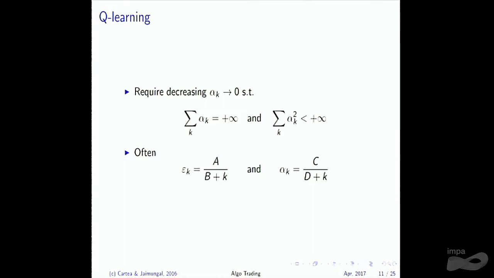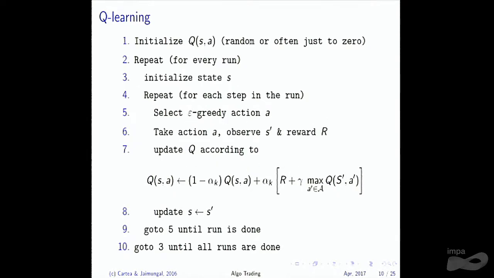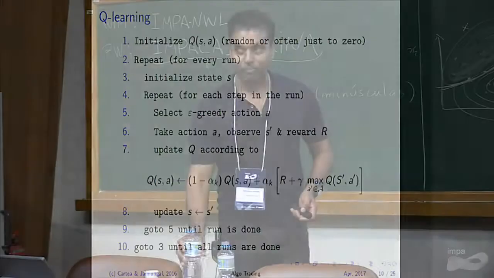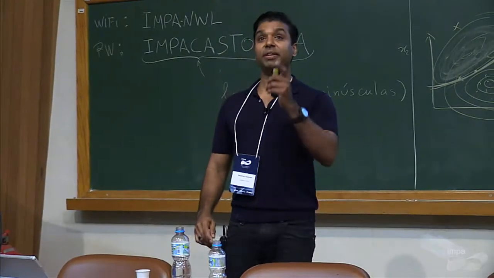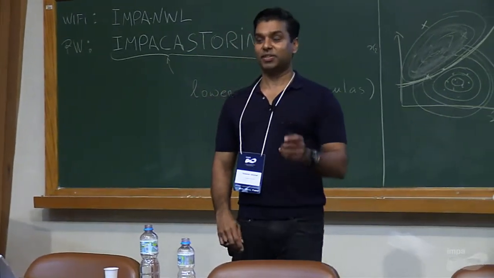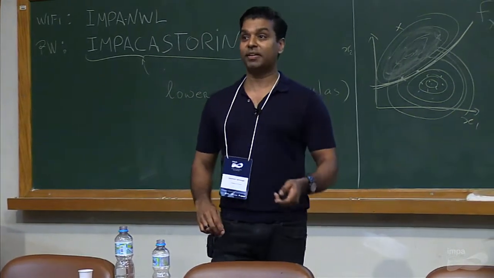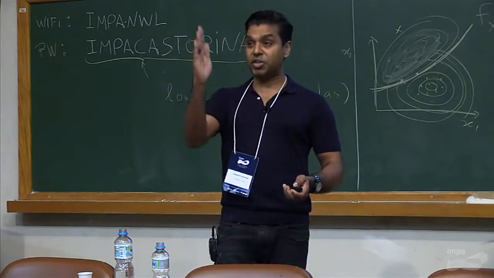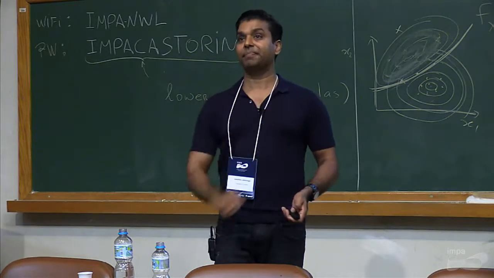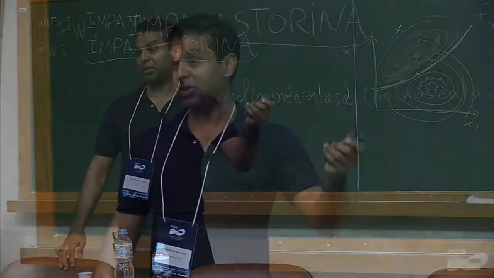Epsilon is like the probability that you... That's the greedy action guy, yeah. So when you say epsilon greedy, it's the probability that you explore versus exploit. Yes, epsilon is the probability of exploring. And k is just the iteration, yeah, it's time. Think of it as time.